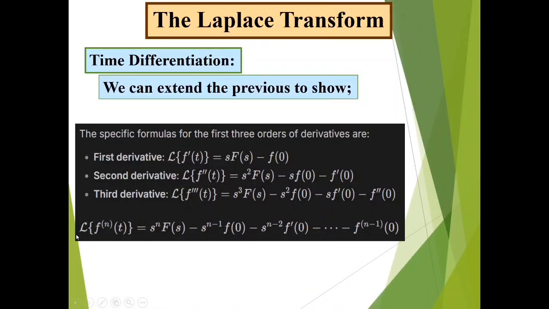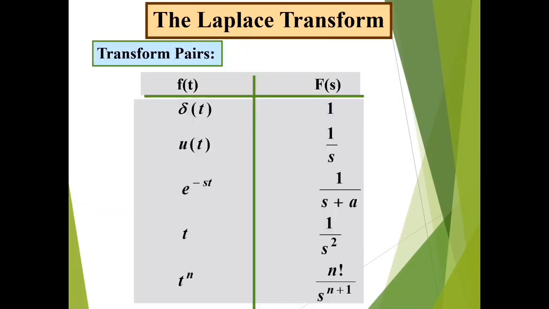So in general we can conclude that L of the nth derivative of f of t is equal to s power n F of s minus s power n minus 1 into f of 0 minus s power n minus 2 into f dash of 0, and so on, minus the (n minus 1)th derivative of f of 0. So these are also some important formulas we have to keep in our mind to solve the problems. Now we can see some formulas.